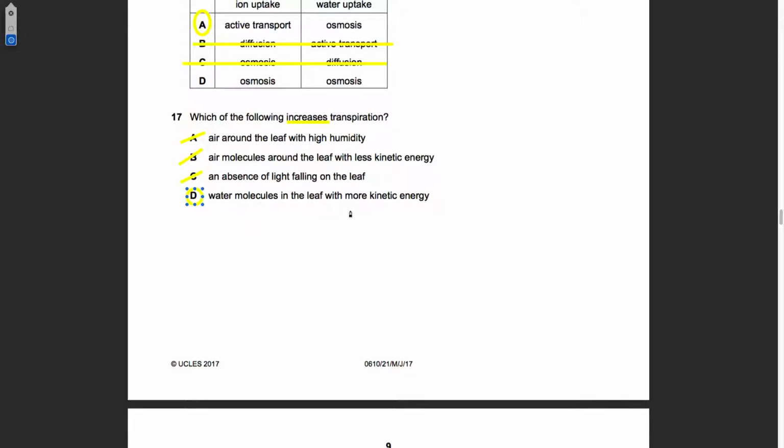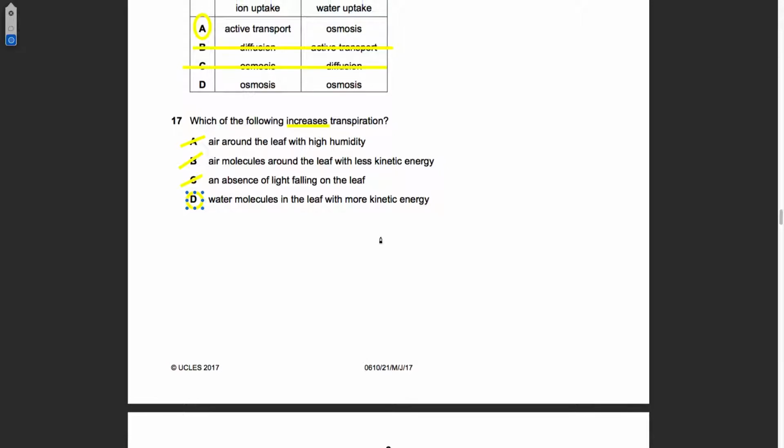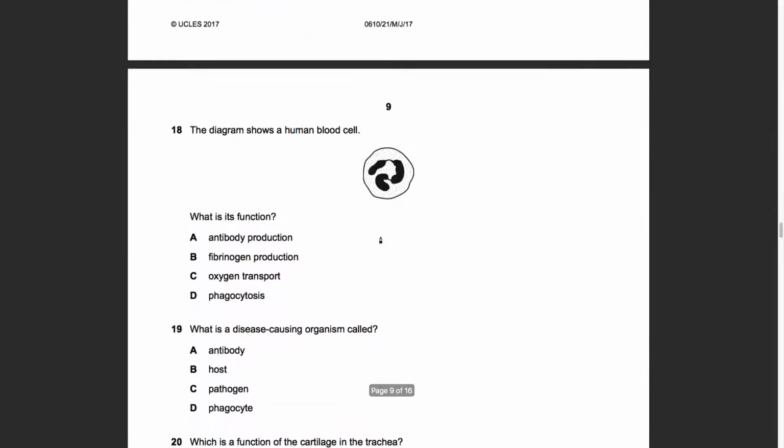Water molecules in the leaf with more kinetic energy. So the actual water in the leaf, if that's got more kinetic energy, they're more likely to move out to the surrounding air, and that will increase transpiration.